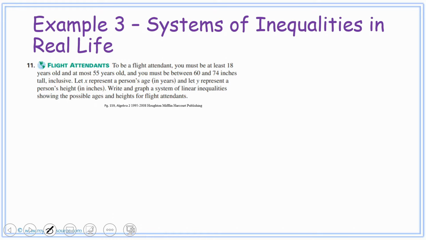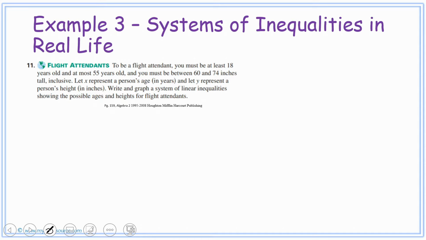All right, our last question here is going to be an example, a real life situation. And it looks like I am drawing this graph. I didn't put a graph there. All right, so it says flight attendants. To be a flight attendant, you must be at least 18 years old and at most 55 years old. And you must be between 60 and 74 inches tall, inclusive. Let x represent a person's age in years, and let y represent a person's height in inches. Write and graph a system of linear inequalities showing the possible ages and heights for the flight attendants.